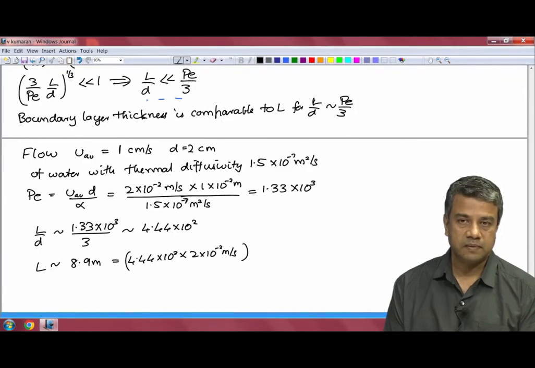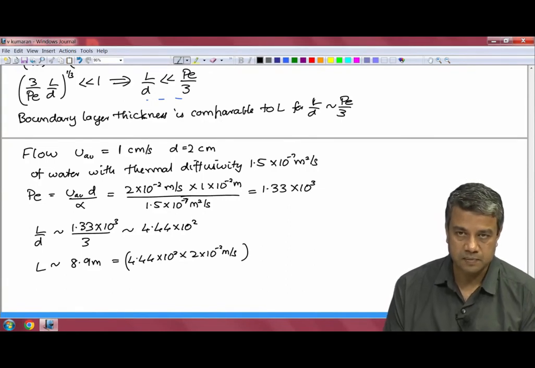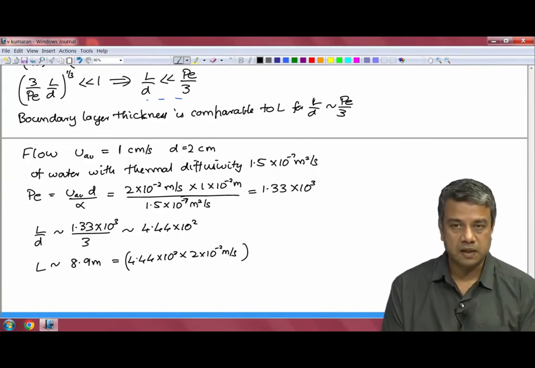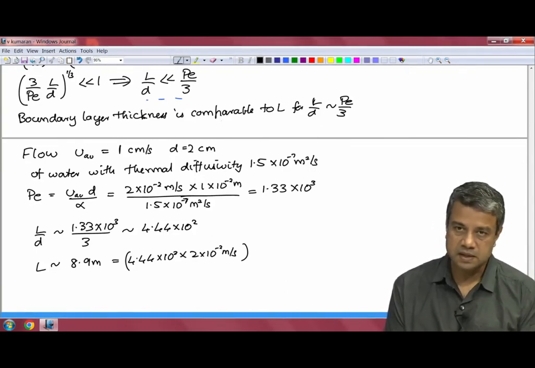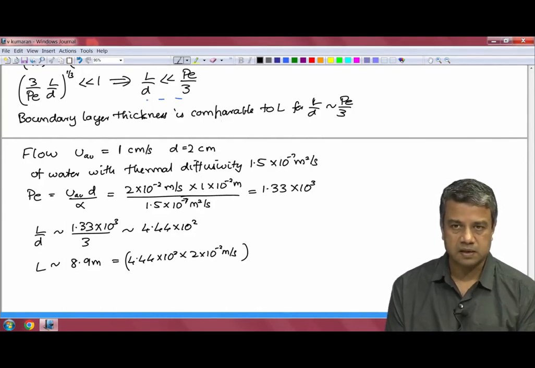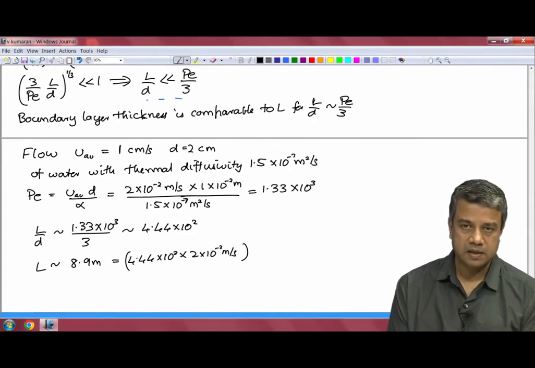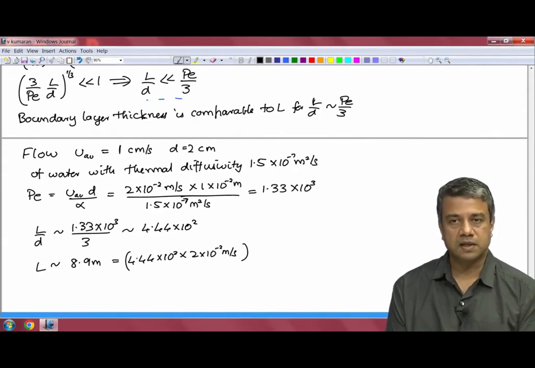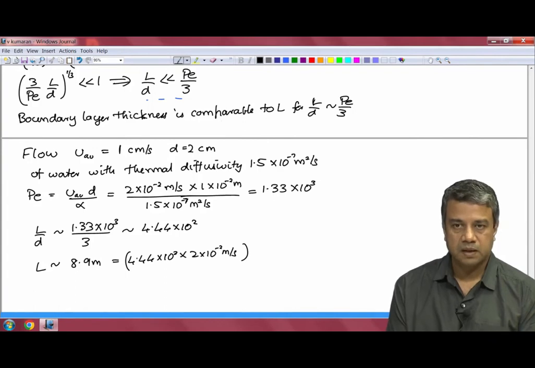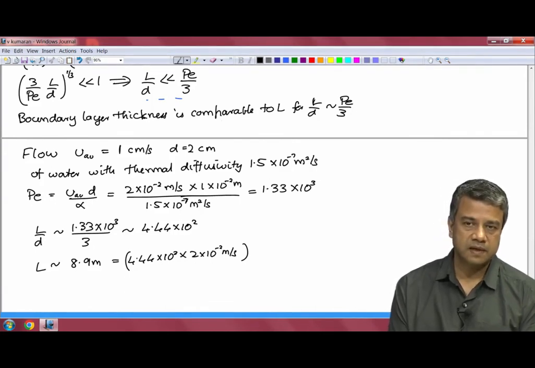You need a pipe of length 8.9 meters before the boundary layer thickness becomes comparable to the pipe radius. And then the boundary layer approximation is no longer valid. If your pipe length is much less than 8.9 meters, almost 10 meters, you can consider the boundary layer thickness to be much smaller than the pipe radius, and therefore, use the same expression that we had. Assume that it is conduction into an infinite medium, because the boundary layer thickness is much smaller than the characteristic dimension, and use the correlation for the flow past a flat plate.